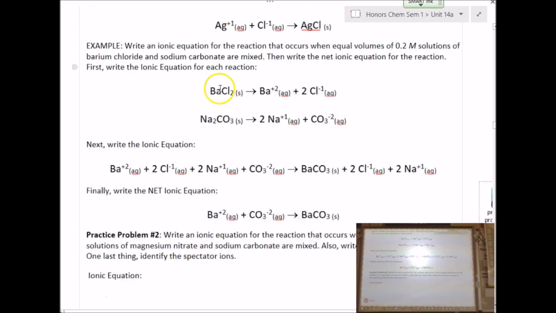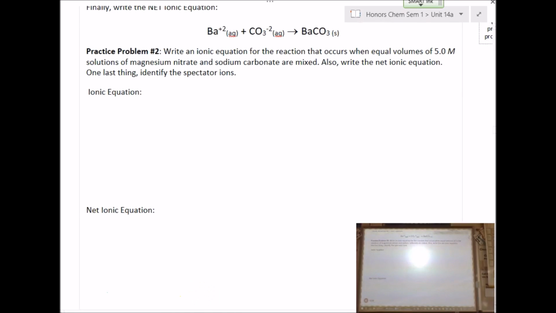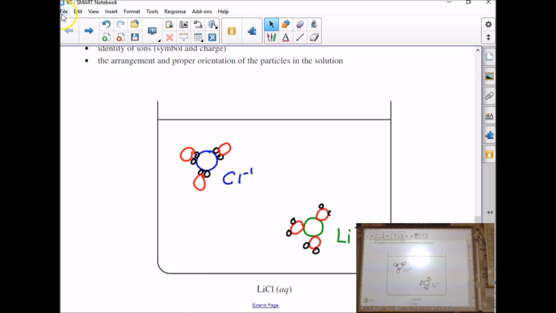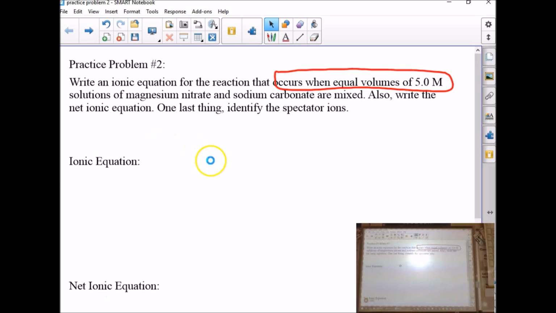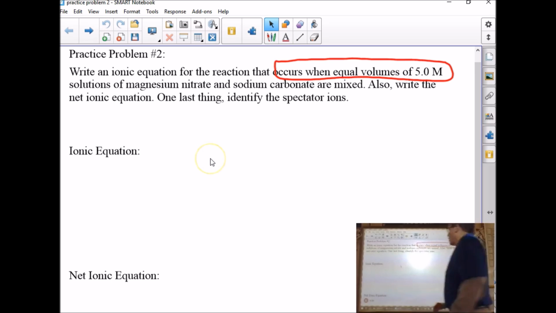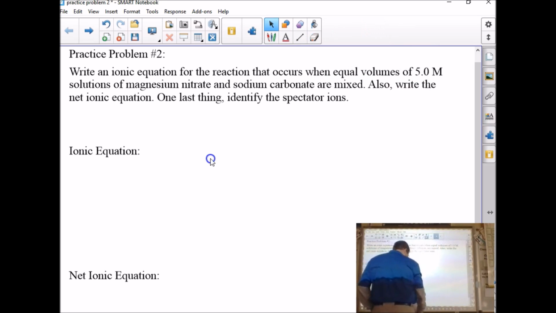Okay, well, there's an example there, but we don't care about that. So let's look at practice problem number two. Let's open that up. All right. Practice problem number two says, write an ionic equation for the reaction that occurs when equal volumes of 5-molar solutions of magnesium nitrate and sodium carbonate are mixed. Also write the net ionic equation. And one last thing. Identify the spectators.